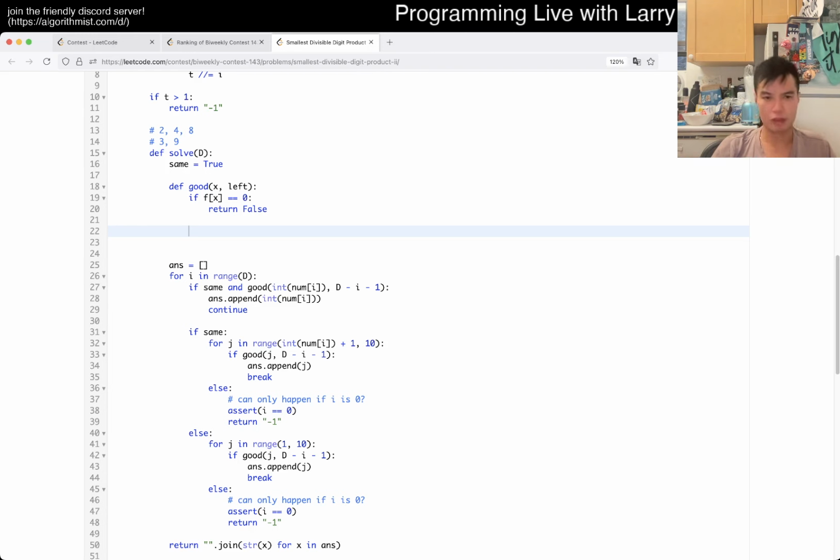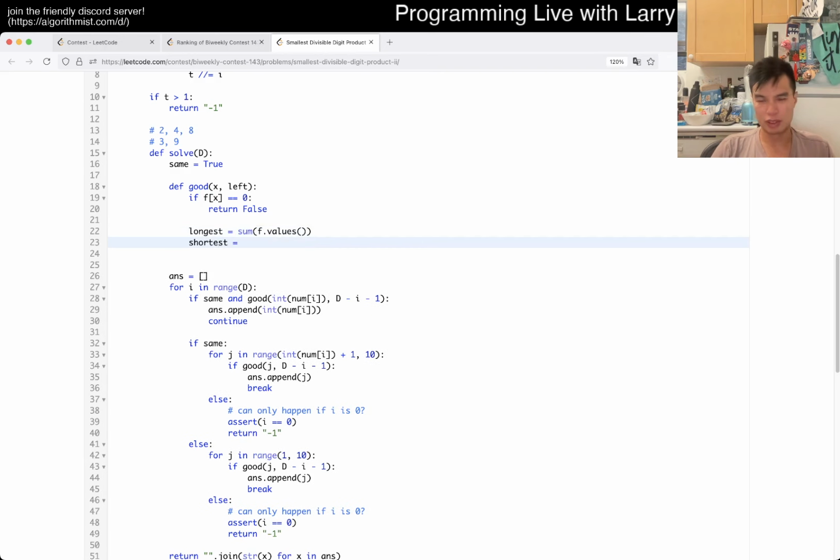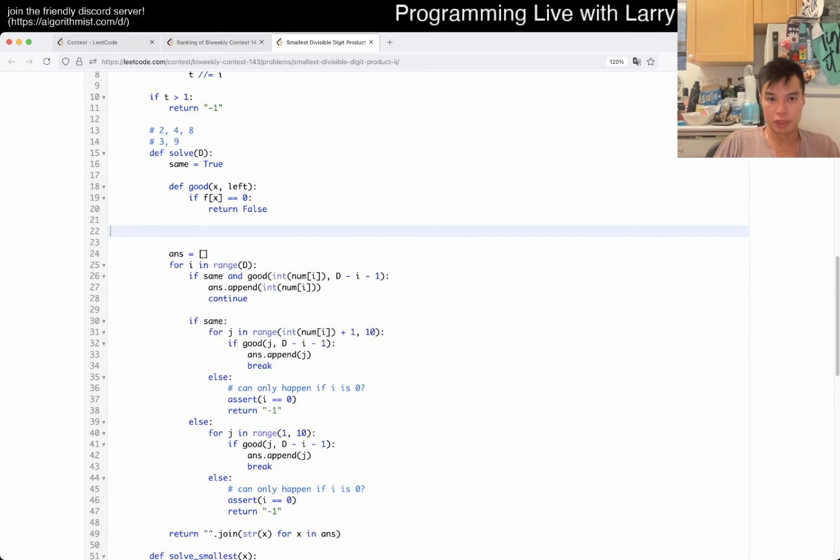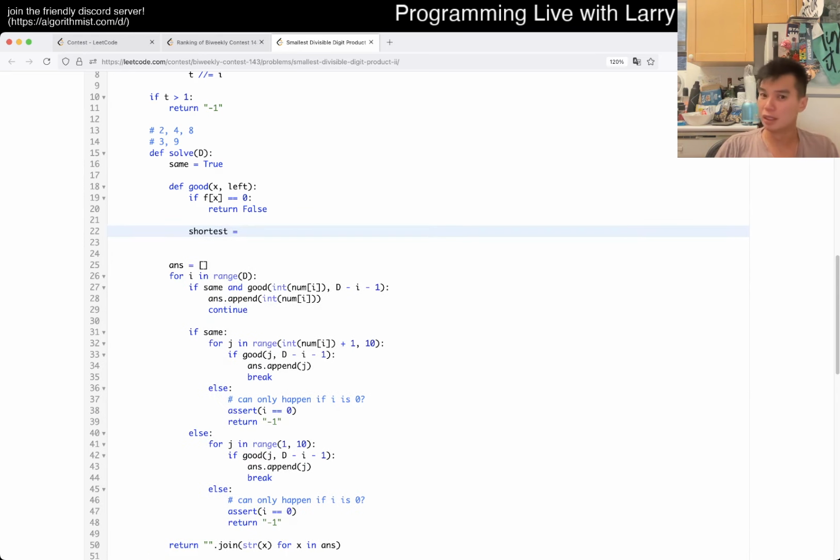So we have digits left. Oh, we only have 10 digits, right? So, okay. Can we still, so what is the max we can do? The max we can do is just sum of f dot values, right? Yeah, okay. Longest is equal to this, shortest is equal to, so for longest we don't need to do this. We don't need to do longest because we can just keep padding with ones. So that's always possible. But the shortest is going to be f of 3.